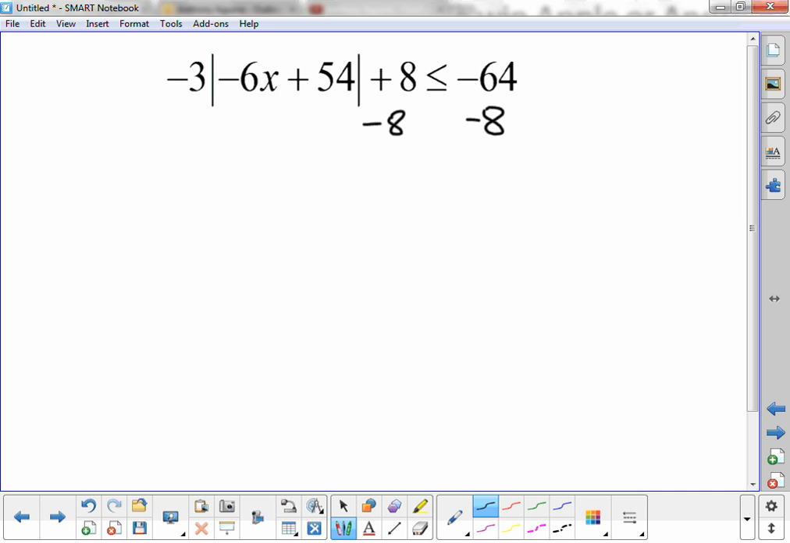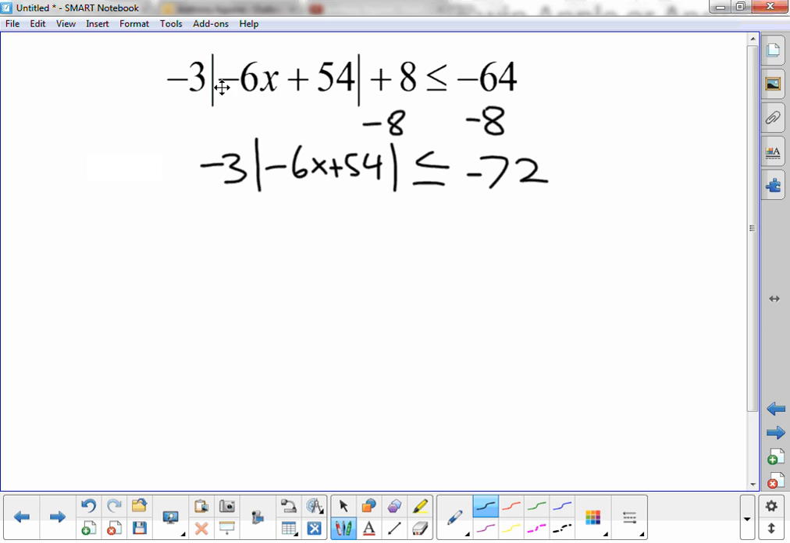Minus 8. So negative 3, absolute value of 6x plus 54, plus 8, less than or equal to negative 72. Is that right? Okay. Quick explanation too. What this actually says is negative 3 times the distance from 0 of all of this stuff, plus 8 more, is less than or equal to negative 64.